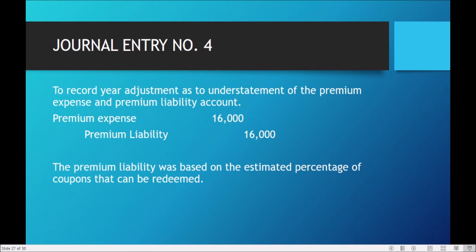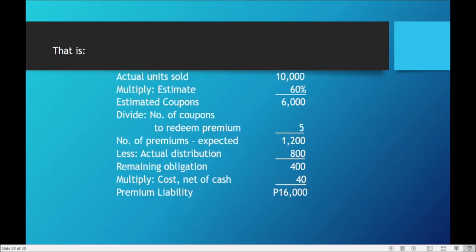Well, this will be our pro forma entry to record the year-end adjustment for the understatement of the premium expense and premium liability account. We debit premium expense at 16,000, credit premium liability at 16,000. The premium liability was based on the estimated percentage of the coupons that can be redeemed. To expound on that, look at my computation of the 16,000. The actual units sold was 10,000 units. And then we estimated that 60% of the actual units will be redeemed. So we are expecting 6,000.